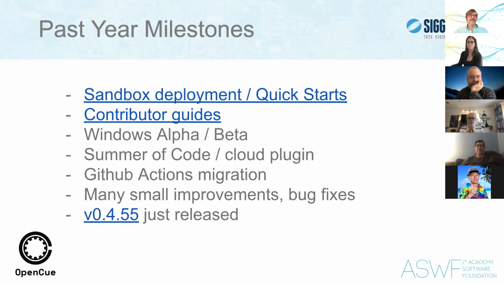The biggest piece of work we've done over the last year was all the small improvements and bug fixes and stuff like that. I think that probably took the bulk of our time and a bit more than expected, but as a result, OpenCue is much more stable and nice to use than it was a year ago. So if you haven't checked it out in a while, it's definitely worth another look again, I think. All that is wrapped up in version 0.4.55, which just got released about a week ago. So that should be almost completely up to date with the master branch. So check that out. Next slide.